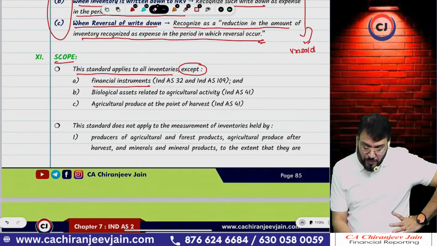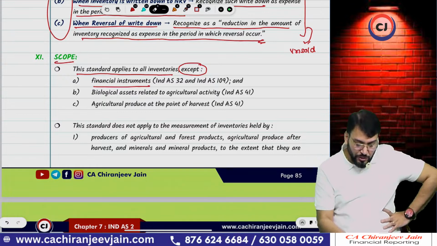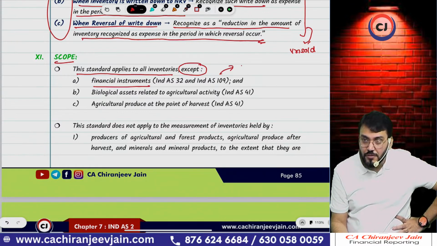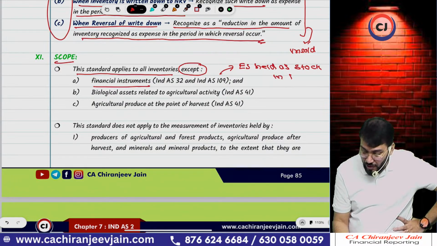Financial instruments will be covered under Ind AS 32 and Ind AS 109, coming soon in your life. You can add an example: equity shares held as stock in trade.